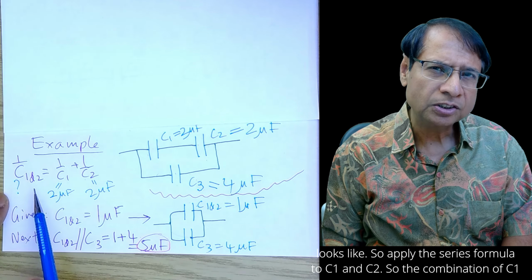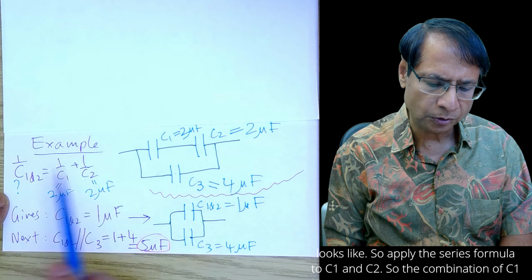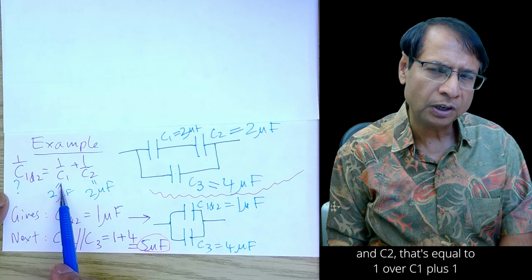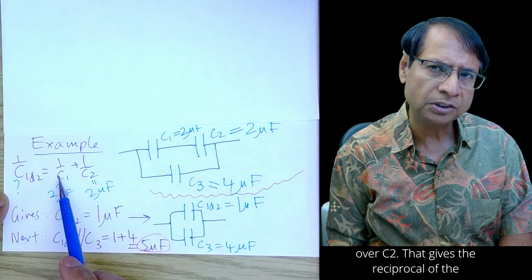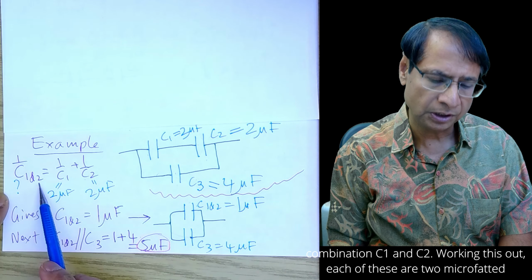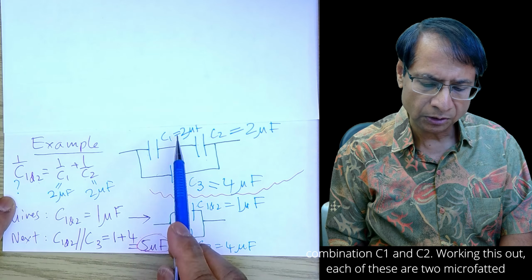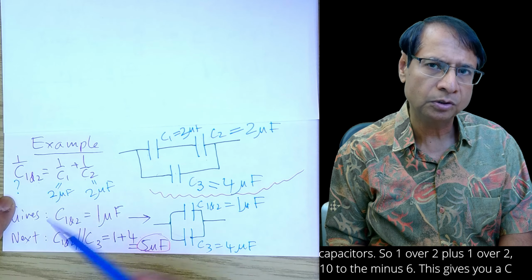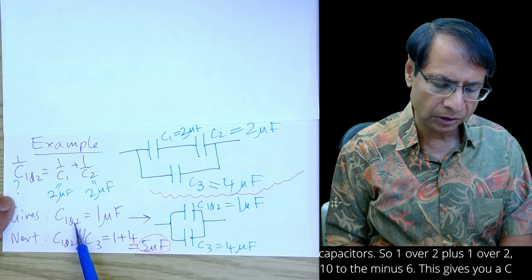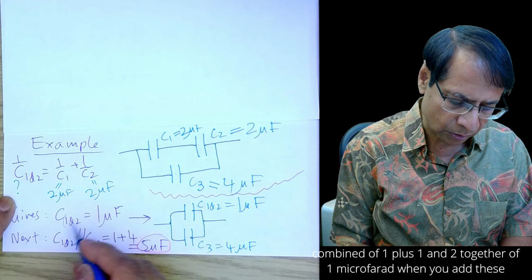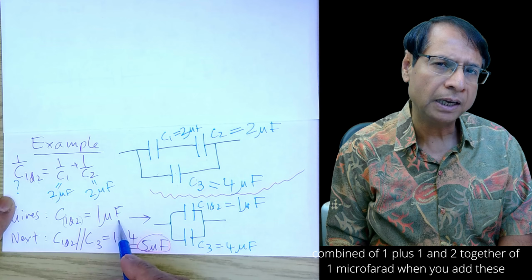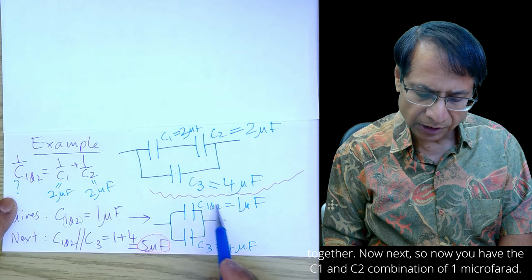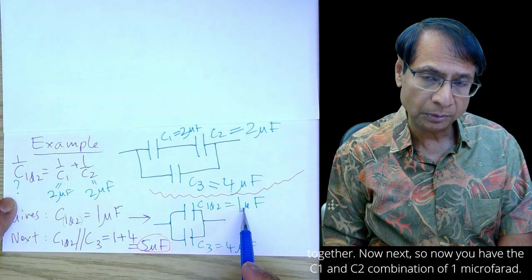So apply the series formula to C1 and C2. The combination of C1 and C2 is given by 1 over C1 plus 1 over C2. That gives the reciprocal of the combination of C1 and C2. Working this out, each of these is a 2 microfarad capacitor. So 1 over 2 plus 1 over 2, times 10 to the minus 6. This gives you a C combined of 1 microfarad when you add these together. So now you have the C1 and C2 combination of 1 microfarad.